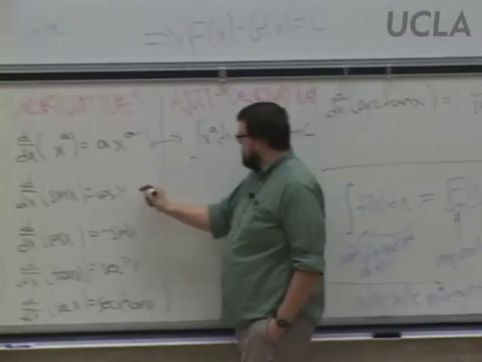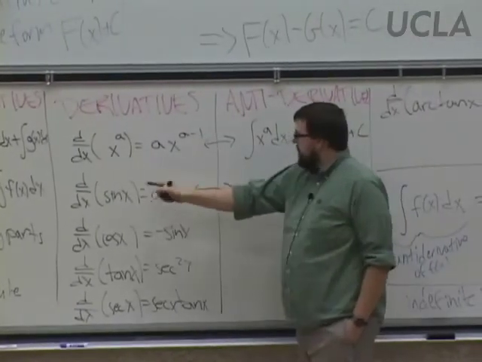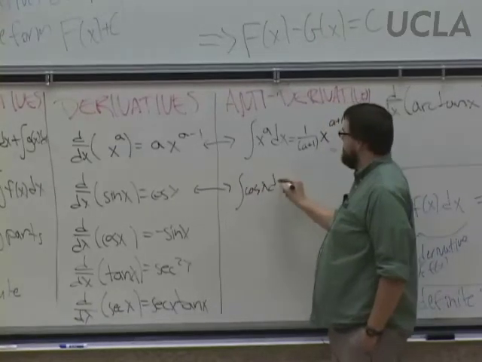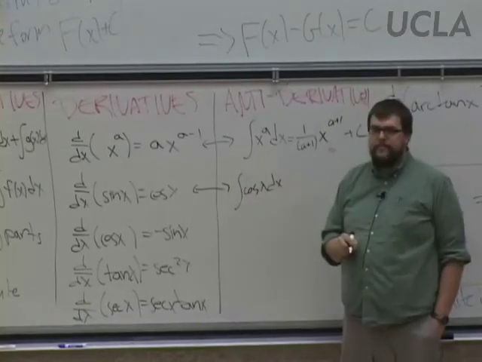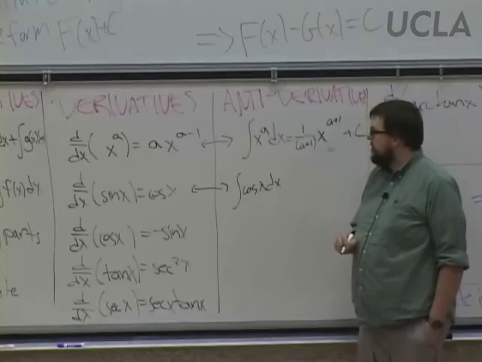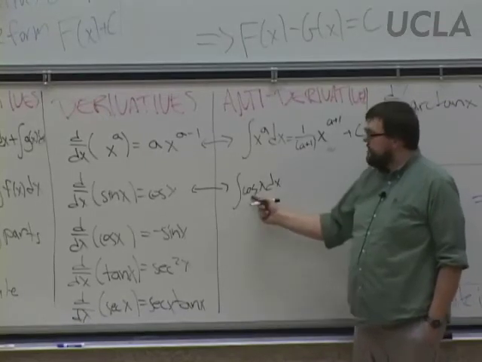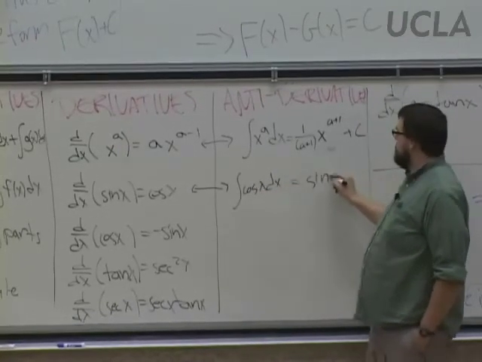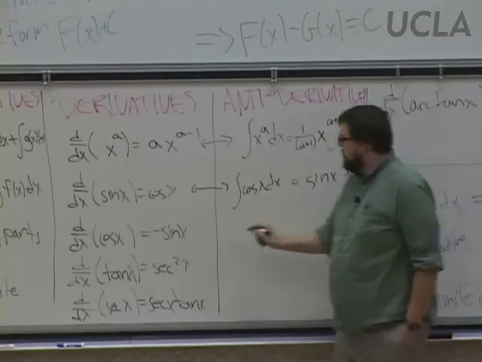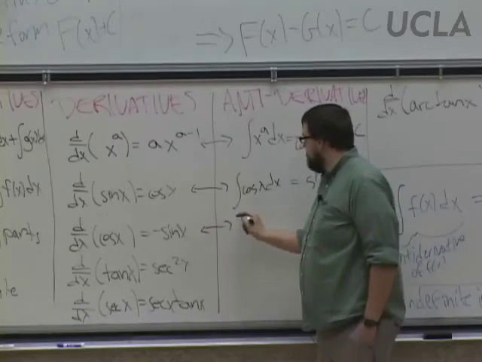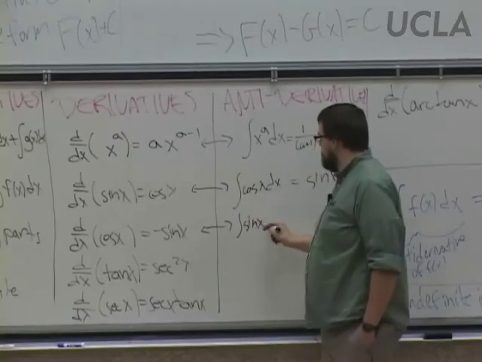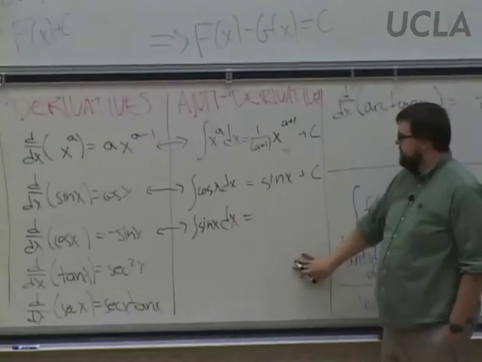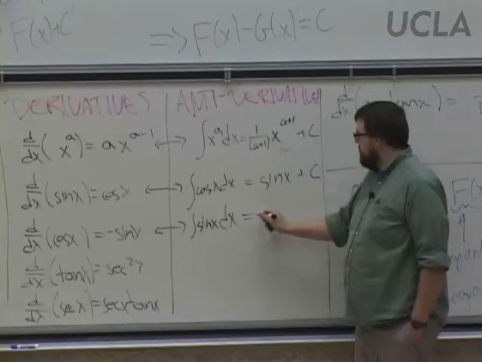OK, now let's come down to here. The derivative of sine is cosine. So what does that tell me about the integral of cosine? What function, when I take the derivative of it, gives me cosine? Sine. And then we always add our constant. The derivative of cosine is negative sine. So what function, when I take the antiderivative of sine, do I get? Yeah, here I get negative cosine.